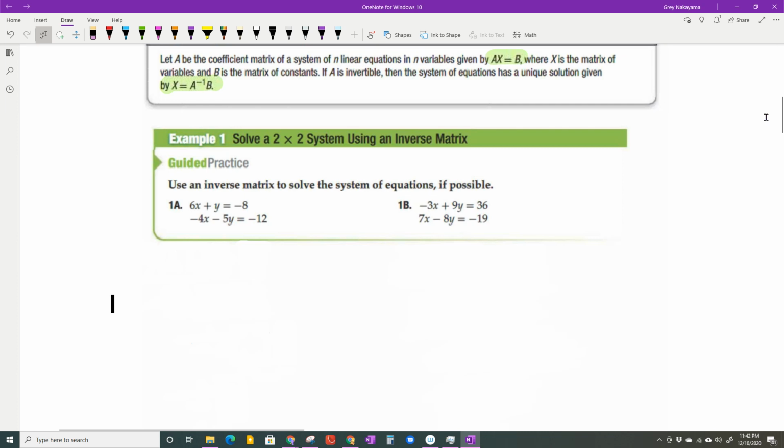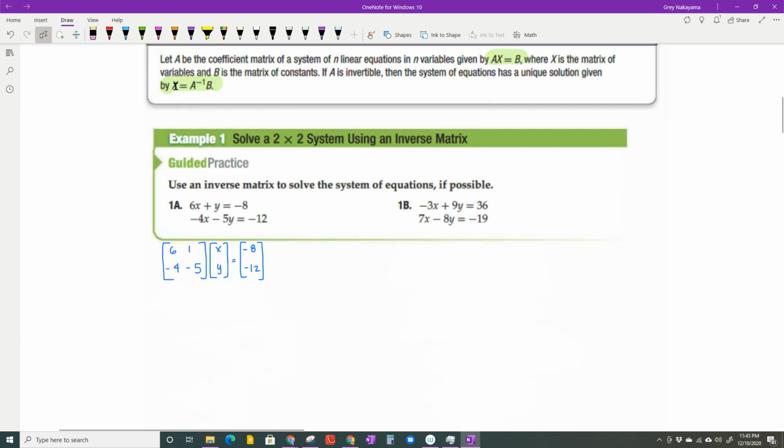through it. So to start off with, use an inverse matrix to solve the system of equations if possible. Okay, so I have a system and I'm going to write a matrix equation like this right here. So I start off with my coefficient matrix, and the first column, as I've mentioned to you before, is going to be the x coefficients, 6 and negative 4. The next column is going to be the y coefficients, 1 and negative 5. Then I'm going to multiply by the variable matrix. My variables are x and y, and that's going to be equal to the constants, which are negative 8 and negative 12. Okay, so that's my setup.